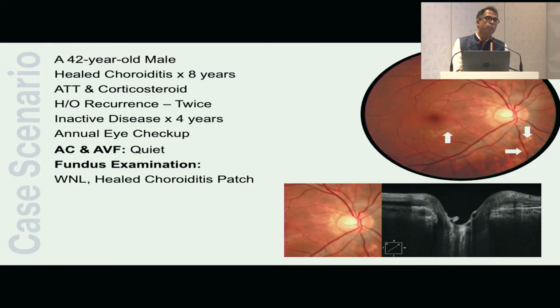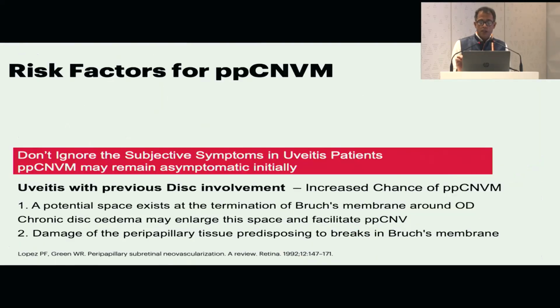So sometimes peripapillary CNVM can be very subtle, and the patient may only come with a simple symptom of scotoma. So don't ignore the subjective symptoms in a uveitis patient. Even if they are asymptomatic, keep a high index of suspicion, and remember that peripapillary CNVM can remain asymptomatic initially, and uveitis with previous optic disc involvement is at higher risk of developing peripapillary CNVM.